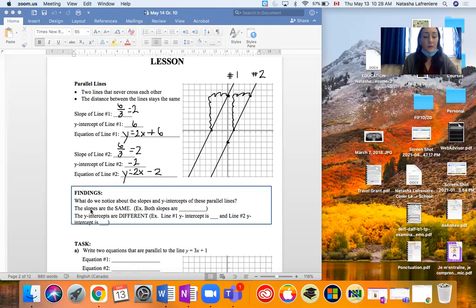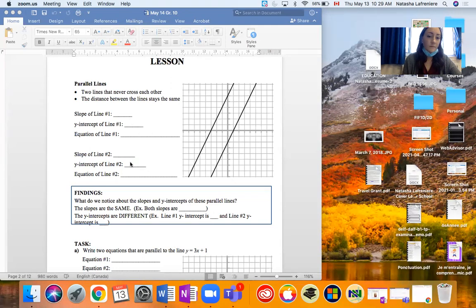So the slopes are the same, so both slopes are 2. However, the y-intercepts are different. So line 1 y-intercept is 6, whereas y-intercept for line 2 is -2. Okay, so the beautiful thing about parallel lines is the slope's going to be the same. The only thing that's changing is the y-intercept because it's being placed at a different part on the graph. So I'm going to clear this and we're going to look at a second one.